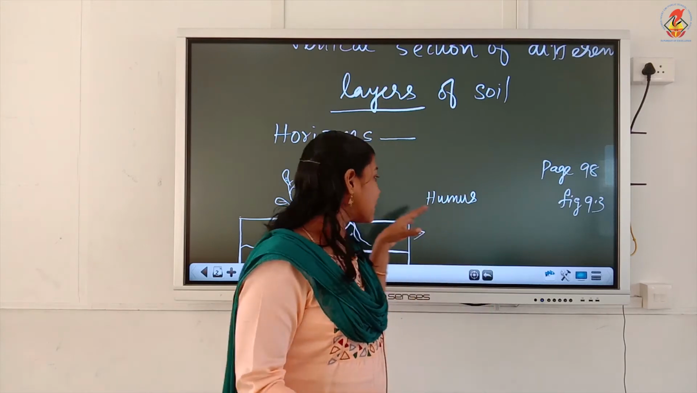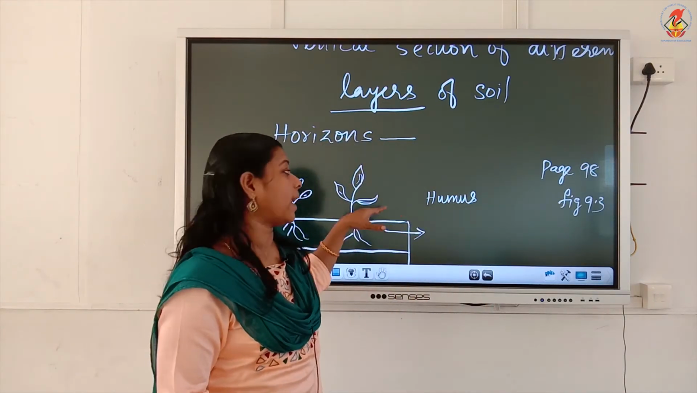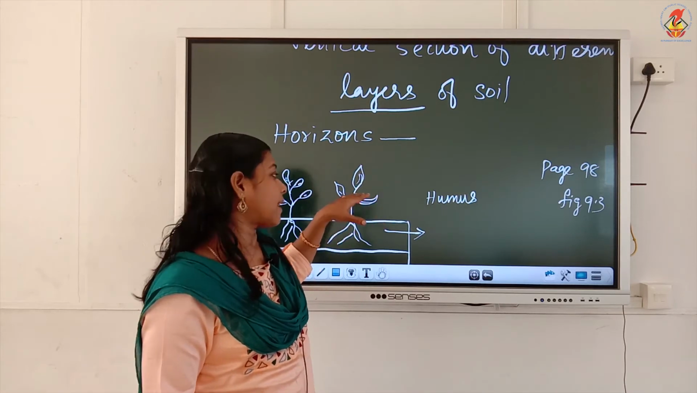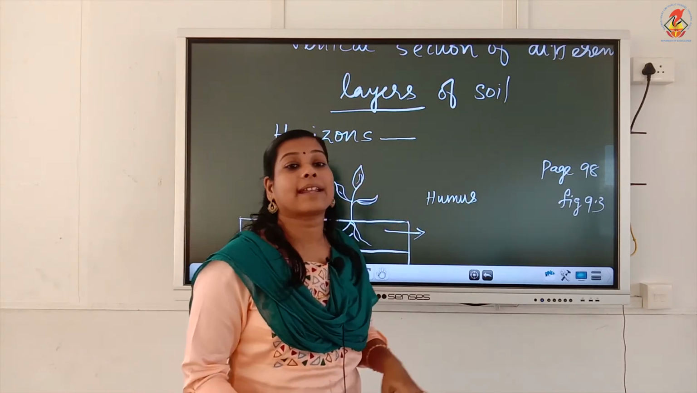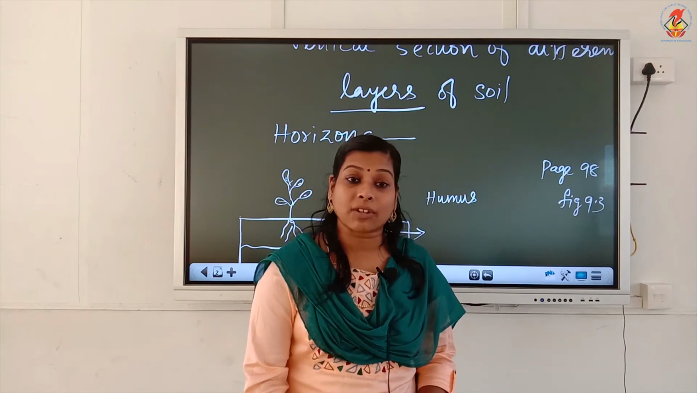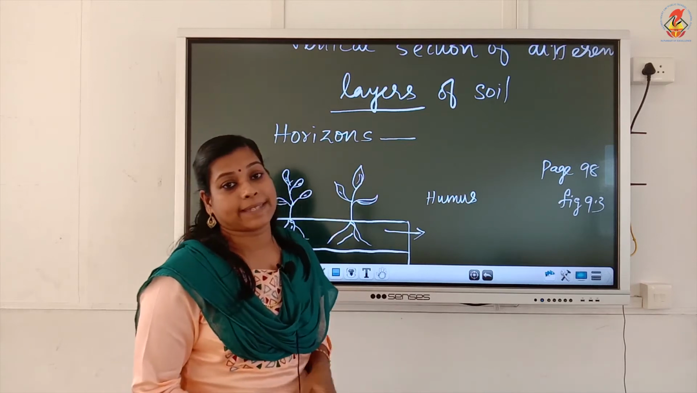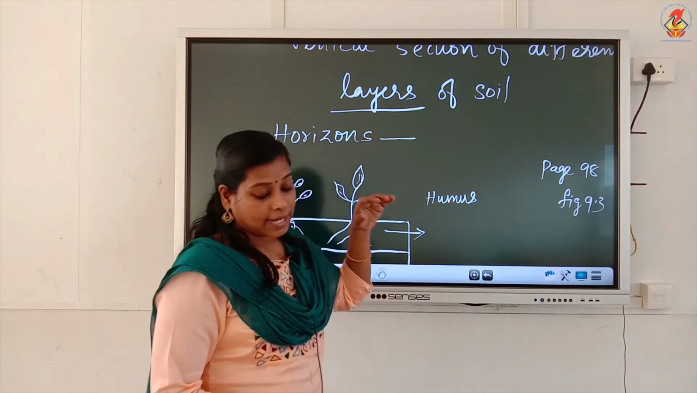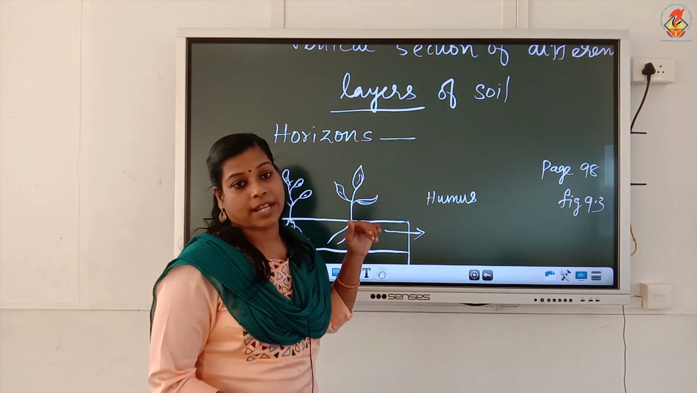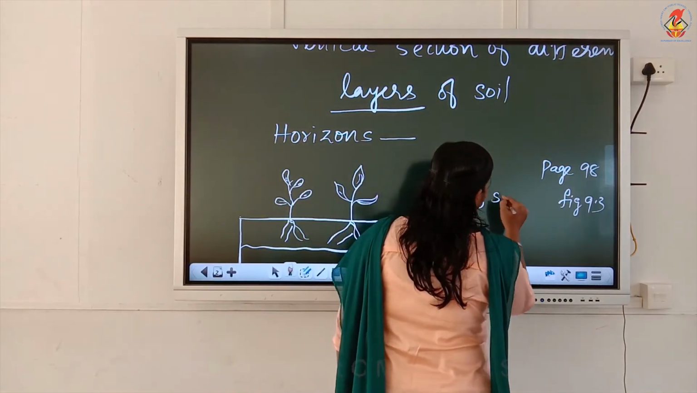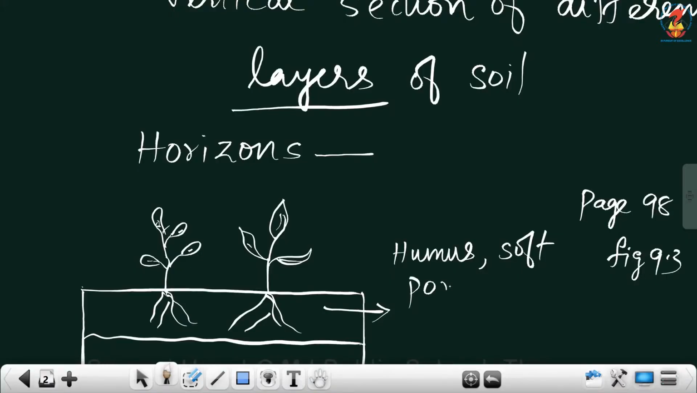It is the layer of the soil in which we can see plants growing. This layer is the top layer, very rich in humus and fertile, and minerals are also present in that layer. This layer is soft. It contains humus, and is soft and porous and can retain water, so that will enhance the growth of the plant.